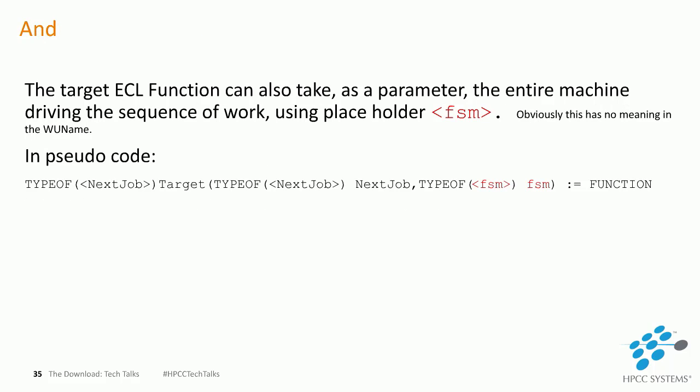There's also, it's a directed graph, or it's a finite state machine, and you can actually pass the finite state machine itself to the target function. I haven't actually found a reason for doing that yet, but you know, the option's there.